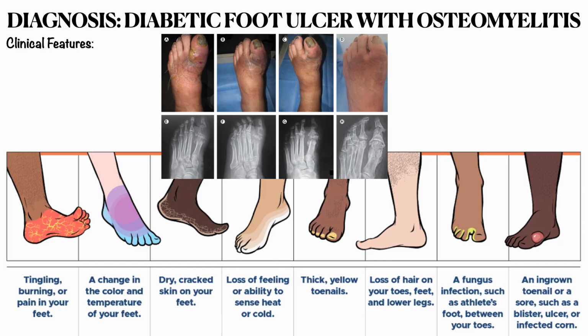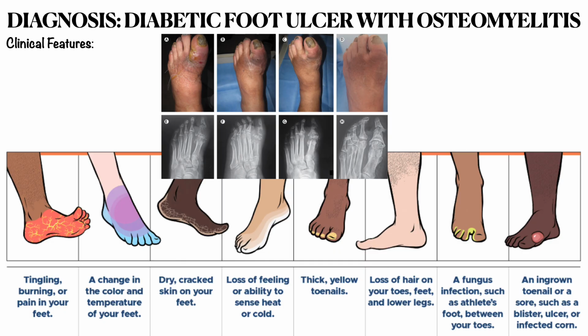The first stage is that we feel tingling, burning, or pain in our feet, and then a change in the color and temperature of our feet. And also then there is dry, cracked skin on your feet, and then there is loss of feeling or ability to sense heat or cold, and then there is thick yellow toenails and loss of hair on your toes, feet, and lower legs, a fungus infection such as an athlete's foot between your toes, and also then an ingrown toenail or a sore such as a blister, ulcer, or infected corn. That is what happens, right?